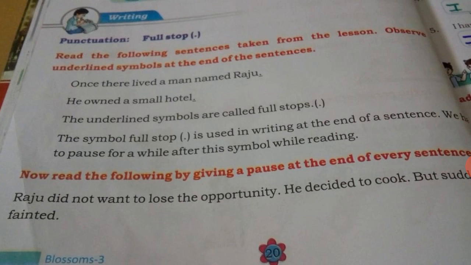There are certain rules we should follow when writing a sentence. We have to pause for a while after this symbol while reading. Suppose I give you two sentences, when you see a full stop, you have to give a pause, which means you have to stop for a while. So I tell you two sentences. I am Lata.